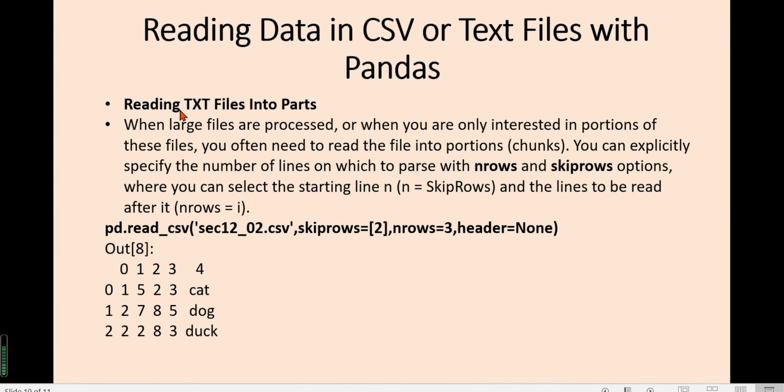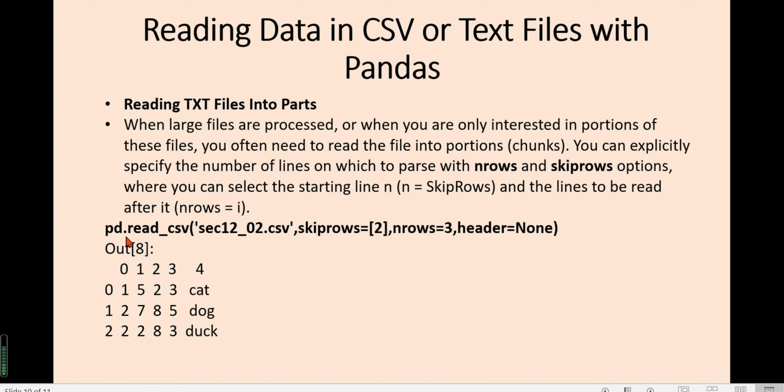And we can also read TXT files or CSV files in parts. When larger files are processed, or when you are only interested in portions of these files, you often need to read the file in portions. So you can explicitly specify the number of lines to read with the nrows and skiprows options, where you can select the starting line and the number of lines to be read after it. For example, we want to read 3 rows starting from the 3rd row in the data file.